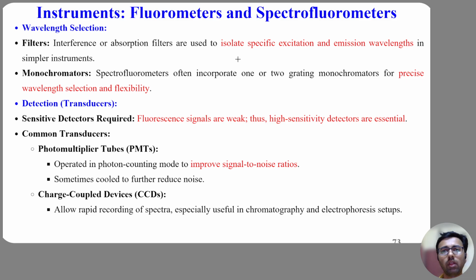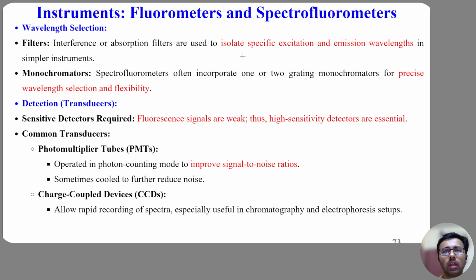Because fluorescent signals are weak, ultra-sensitive detectors are required. The universal standard detector is the photomultiplier tube, known as a PMT. In research systems, PMTs operate in photon counting mode, greatly improving signal to noise ratio. They are often thermoelectrically cooled, reducing thermal electron emission and minimizing dark current noise.